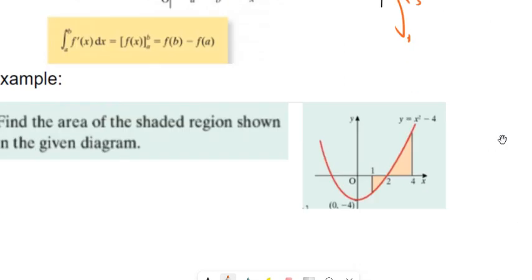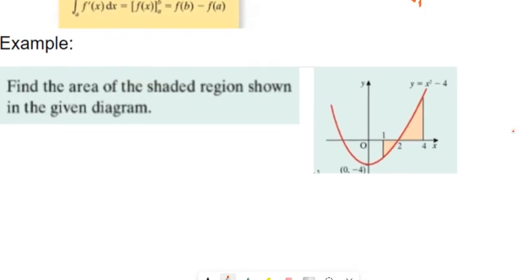So here we have the curve x squared minus 4, and we want to find out what's the area underneath it between 2 and 4 first, and then also between 1 and 2. Now you have to split it up here. You can't just do one integral between 4 and 1, and the reason is that when you're looking for an area underneath the x-axis, so down here, you'll get a negative answer because it's below the x-axis.